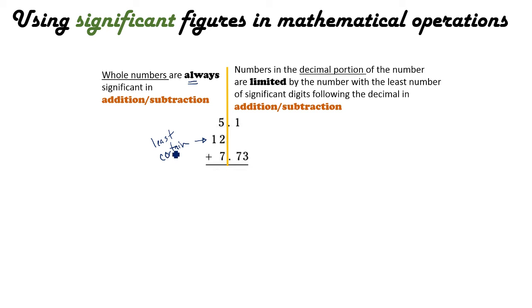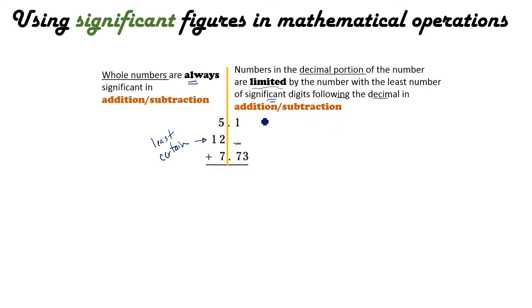Okay, well, you guys know what I mean. Certain. Okay. So this guy's the least certain. He gives us no information behind the invisible decimal. So when we're adding up numbers, the number that we're allowed to produce as an answer will be limited by the number with the least significance after the decimal, right?